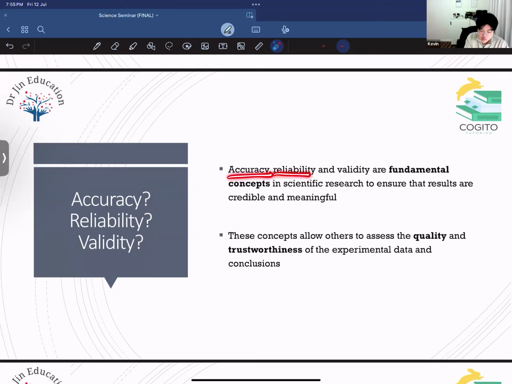Now, accuracy, reliability, and validity are fundamental concepts in scientific research to ensure that results are credible and meaningful. These concepts allow others to assess the quality and trustworthiness of the experimental data and conclusions.